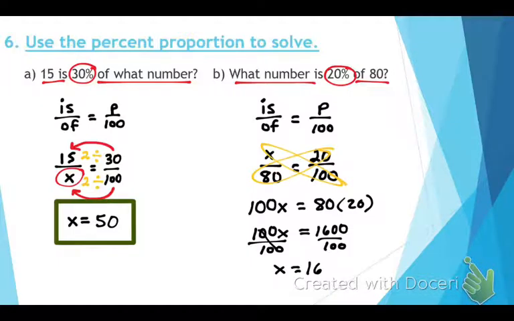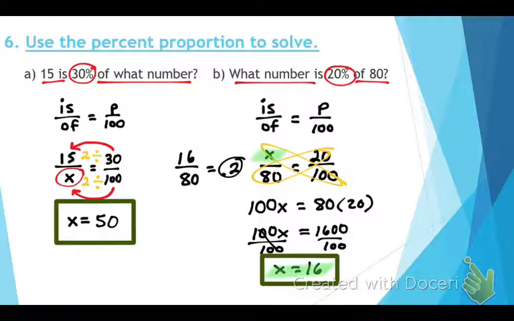X equals 16. Now remember, if you ever wanted to double check the answer, I could take this x equals 16 and plug it in right there. Guys, what is, if you put it in your calculator, 16 divided by 80? 0.2. All right, so that's on the left side. What about this right here? 20 divided by 100. What does that equal? It also equals 0.2. So if those two equal each other, we're very happy because we did it correctly.